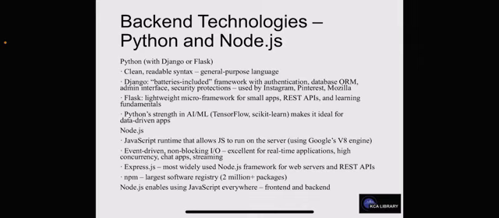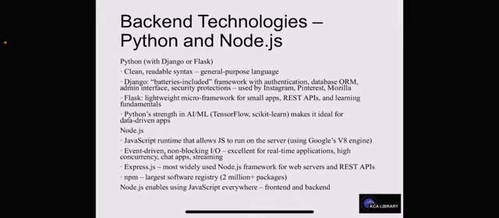Python with Django or Flask. It has clean, readable syntax and is a general purpose language. Django is a batteries-included framework with authentication, database ORM, admin interface, and security protections, and it is used by Instagram, Pinterest, Mozilla. Flask, on the other hand, is a lightweight micro framework for small apps, REST APIs, and learning fundamentals. Python's strengths in AI/ML make it ideal for data-driven apps.